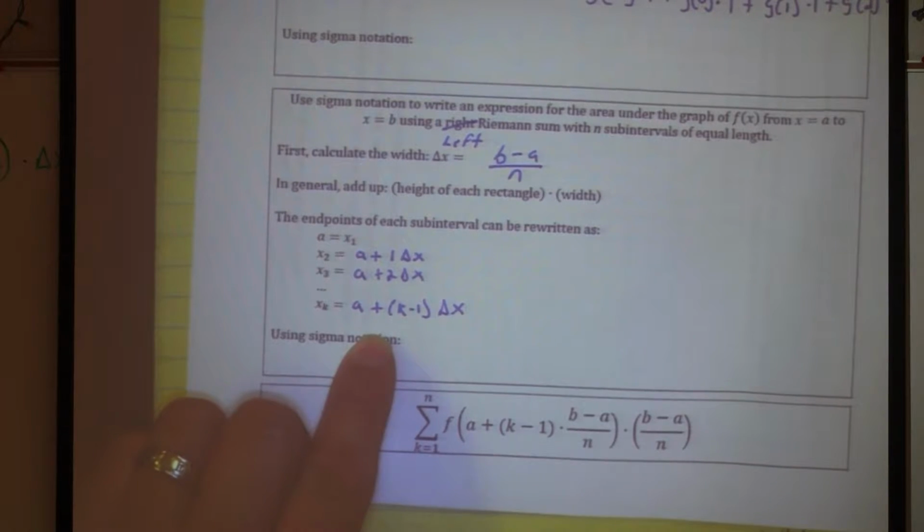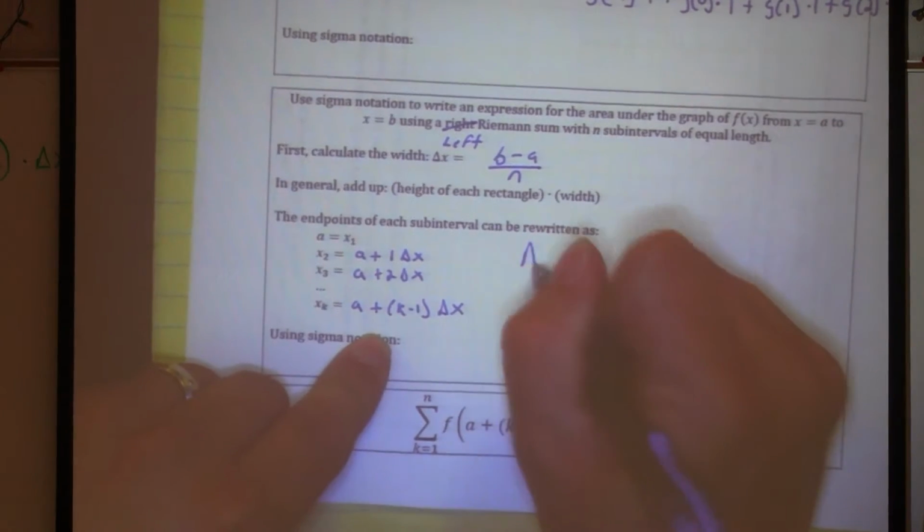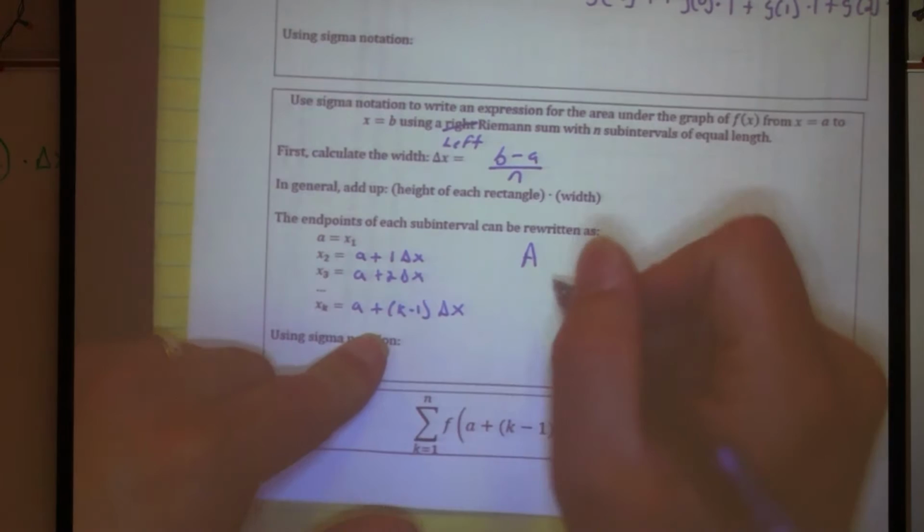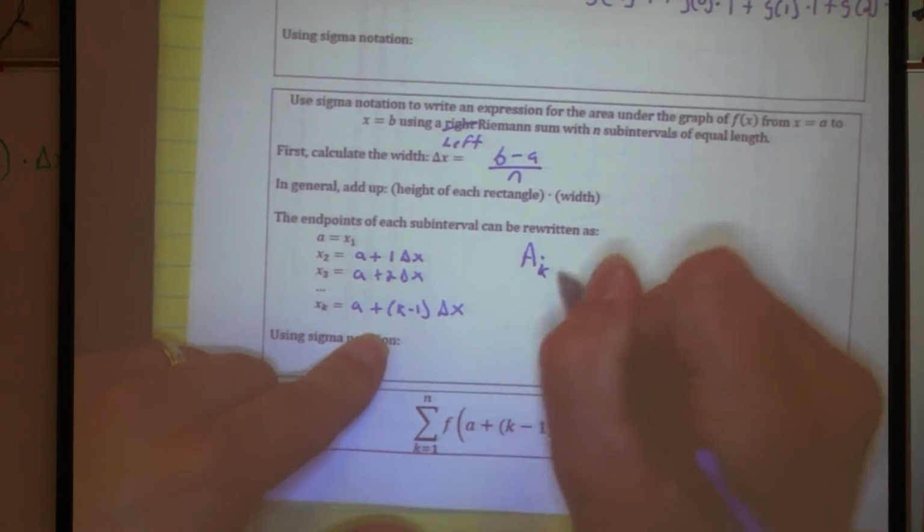Okay? How would I find the area of just one rectangle? I'm going to say the kth rectangle.